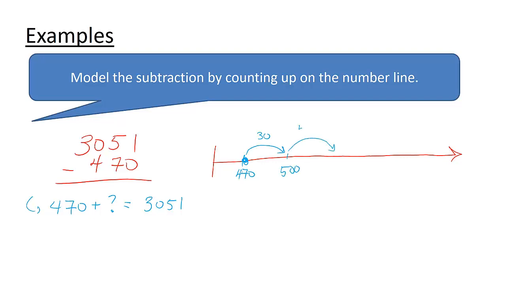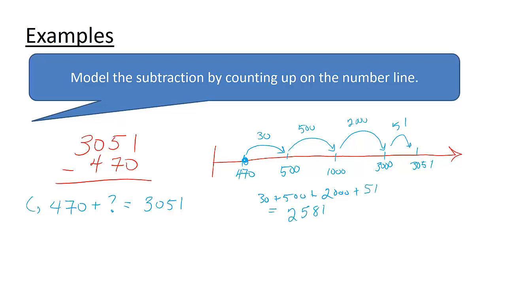I'm going to follow that with a jump of 500 because that's going to get me to 1000. Next, I'll choose a jump of 2000, and that should get me to the number 3000. And then finally, I can do one final jump of size 51, and that'll get me to 3051. Adding up all of these jumps, 30 plus 500 plus 2000 plus 51, gives me 2581. This means that my final difference must be 2581.